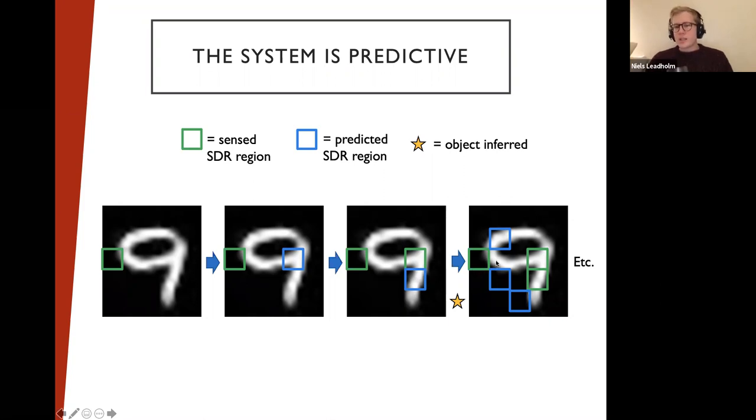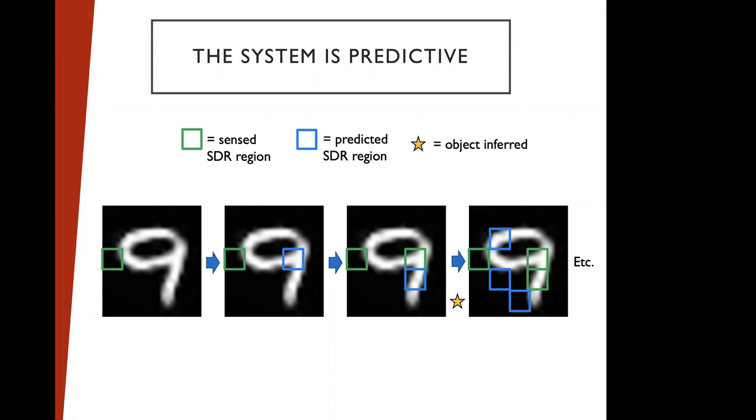Once inference is successful, we assume that there are no further input sensations and that the rest of the image is tiled with blue, the predictions of the system. The actual sequence of sensed and predicted features can be taken from the system and fed to a decoder, a neural network that's been trained separately on these SDR features to reconstruct the input image.